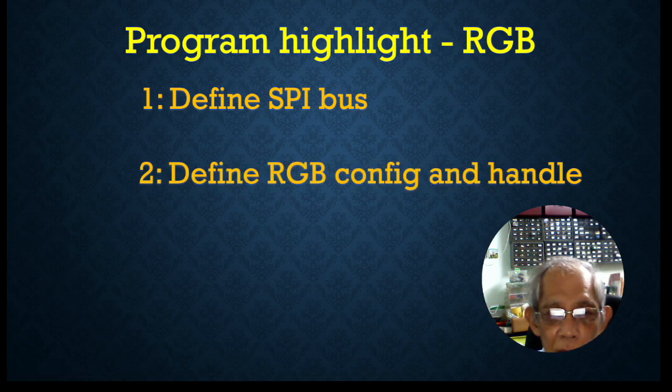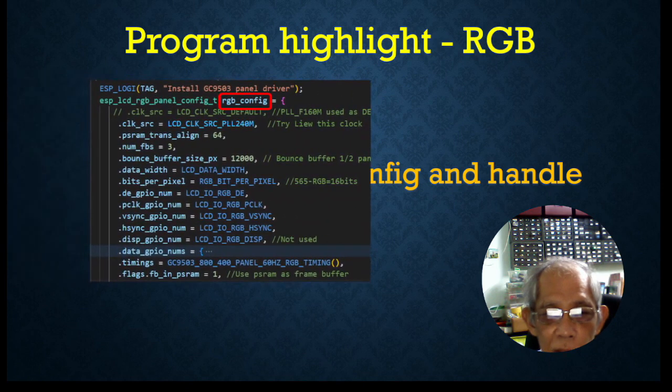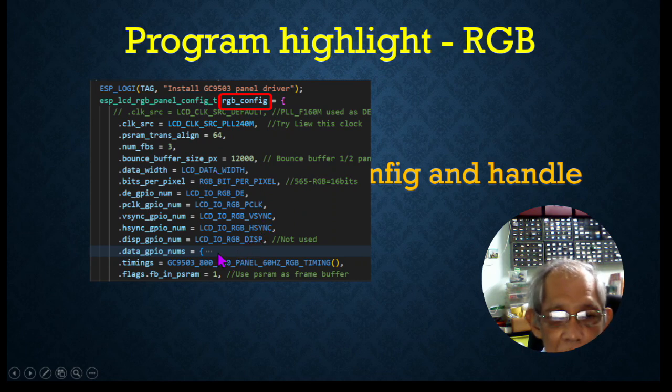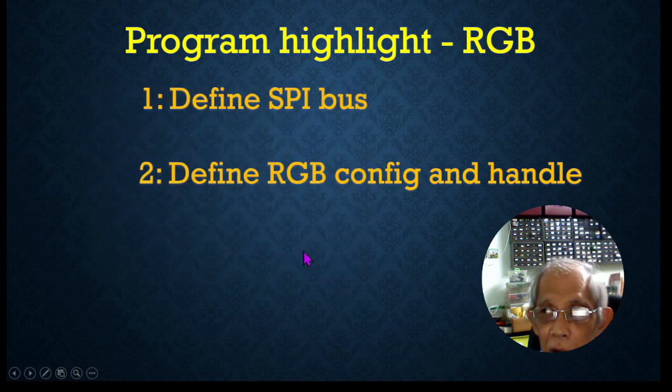RGB control is a heavy task. The ESP32 has to send the entire screen pixel data and synchronize the line and frame data. Over here, we define pins like VSync and HSync beside the RGB data pins. With this, we will create a panel handler.